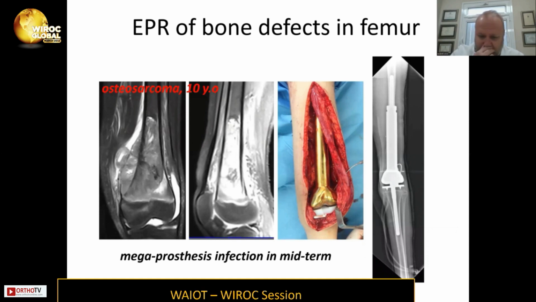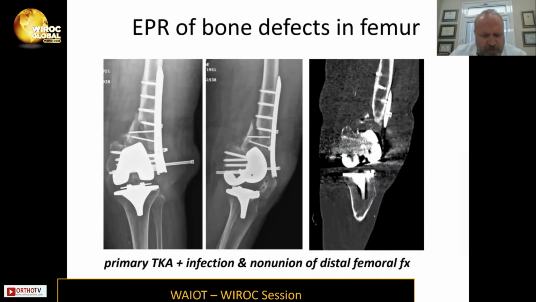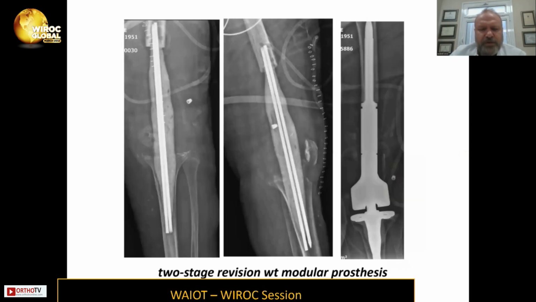Another example, again an osteosarcoma patient, which was managed by resection and an endoprosthetic reconstruction by a growing prosthesis, and a megaprosthesis infection in midterm. Again, a two-stage revision was performed in this patient. And as you see here, a free flap was required. Free flaps or local muscle flaps are frequently required in revision procedures. A patient with a primary knee prosthesis had a distal femoral fracture, but internal fixation did not provide bony healing, and an infection developed. This patient underwent a two-stage revision with a modular prosthesis.